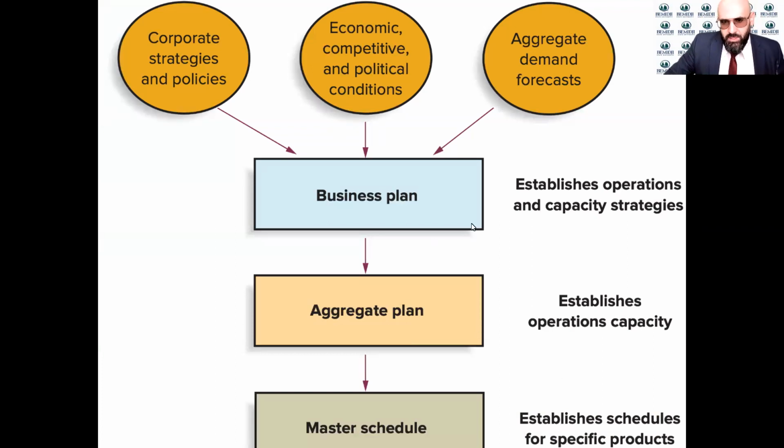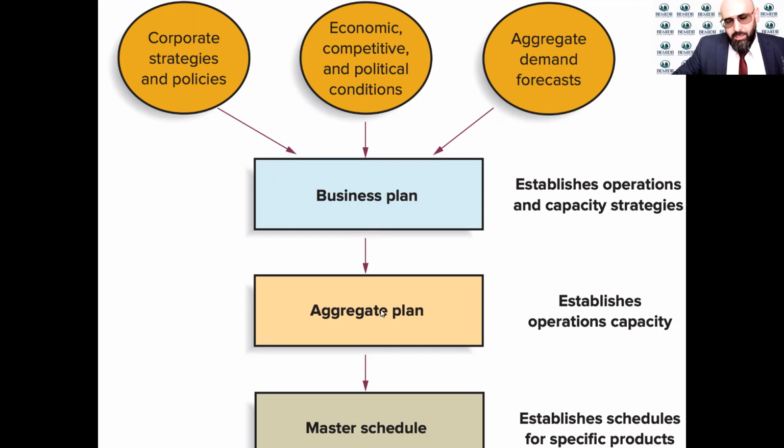As you see, this is a graph that will show you the relationship between the different plans, starting with a business plan. When you have a business plan, you will look into the strategies and policies, economic, competitive, and political conditions, and then you create basically a SWOT analysis looking into the strengths, weaknesses, opportunities, and threats. And based on that, you could move on to the aggregate plan.